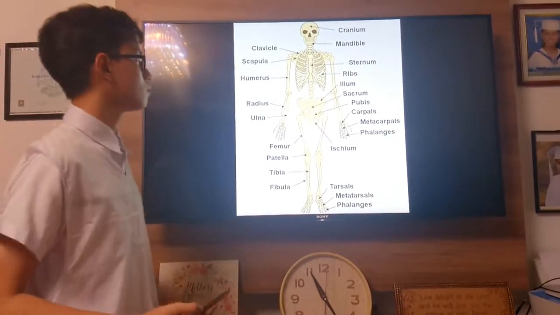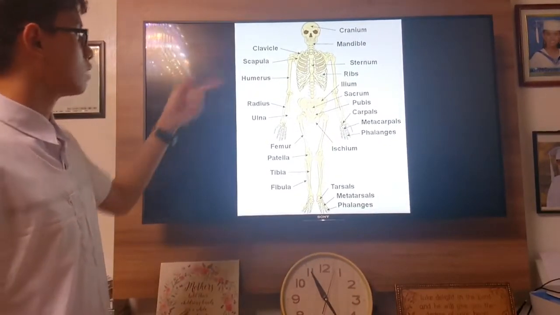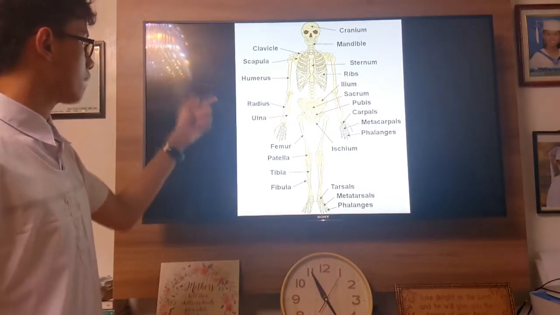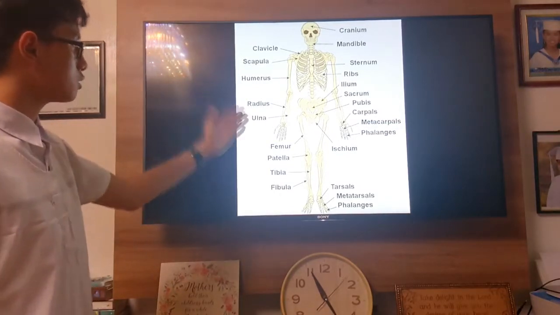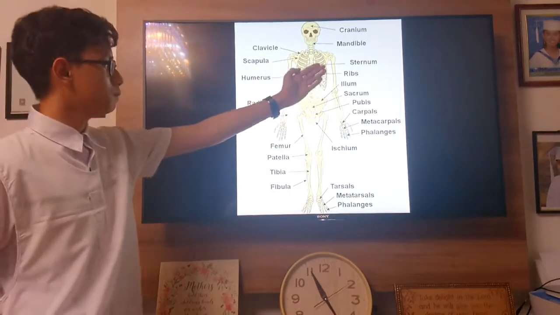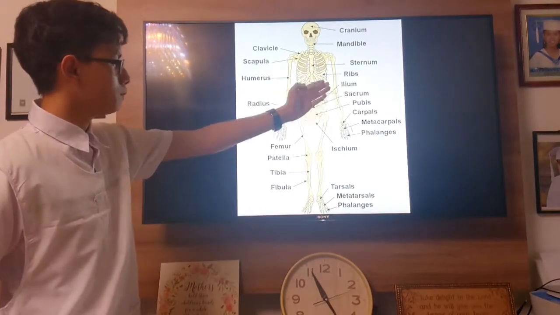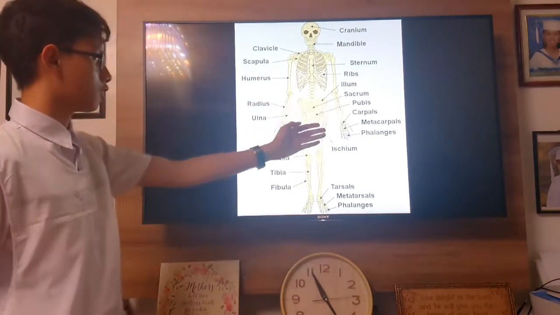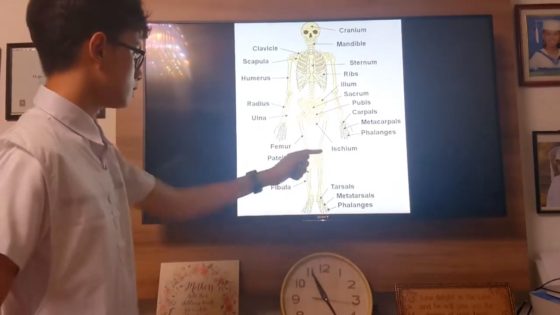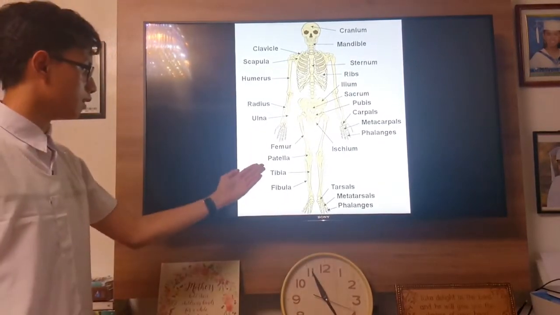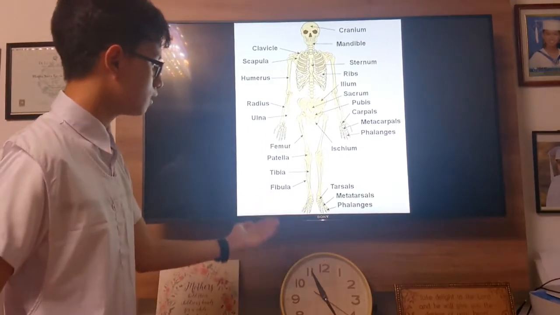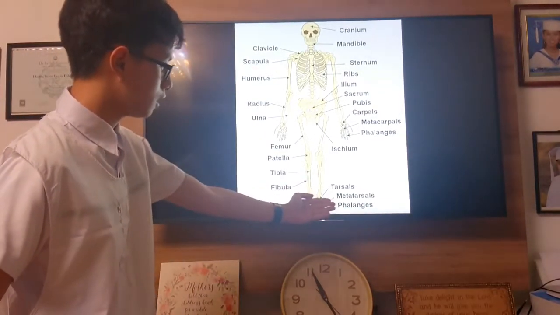The skeletal system includes the cranium, mandible, clavicle, scapula, humerus, radius, ulna, the sternum, ribs, ilium, sacrum, pubis, carpals, metacarpals, phalanges, the ischium, femur, patella, tibia, fibula, tarsals, metatarsals.